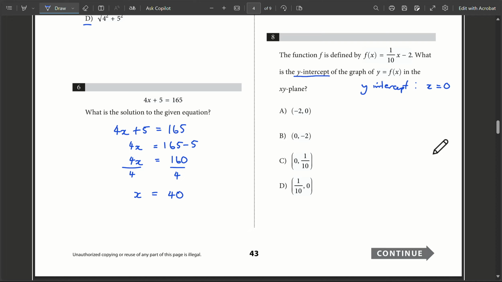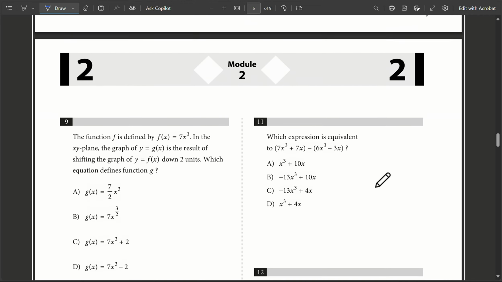we know that our x is equal to 0. So we are going to say f of 0 is equal to 1 over 10, where we have x, or putting 0, minus 2. So this gives us a 0 minus 2, and 0 minus 2 is negative 2. So our new coordinates would be 0 for x and negative 2 for y. That is B. Moving on to number 9.